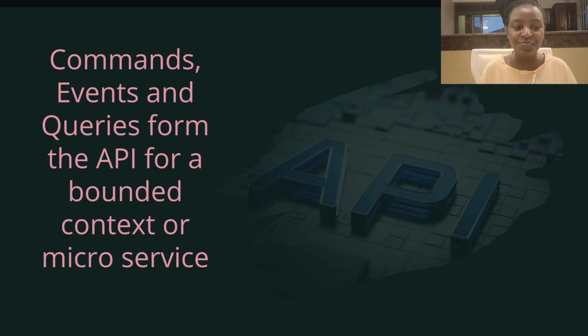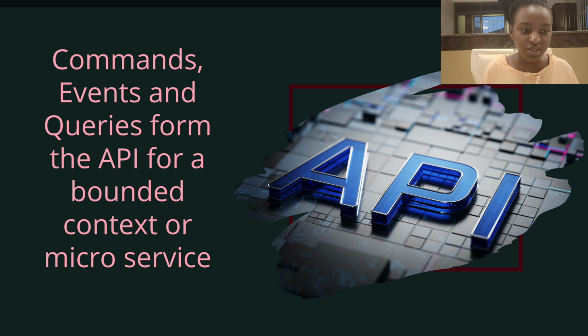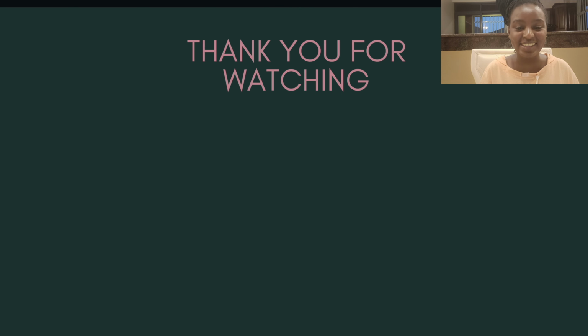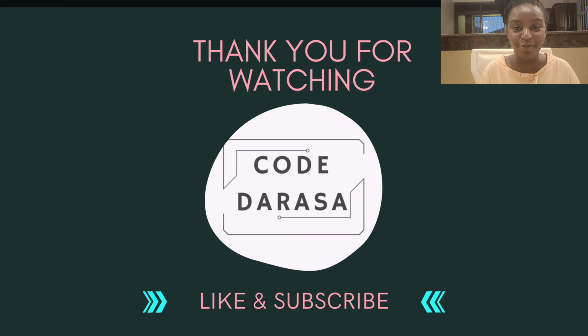As you noticed, a command was literally a command: do this. An event was a record: this has been done. And queries are just get this, give me this. Commands, events, and queries form the API for a bounded context or microservice. So these are going to be your API endpoints. And that's all for domain activities.